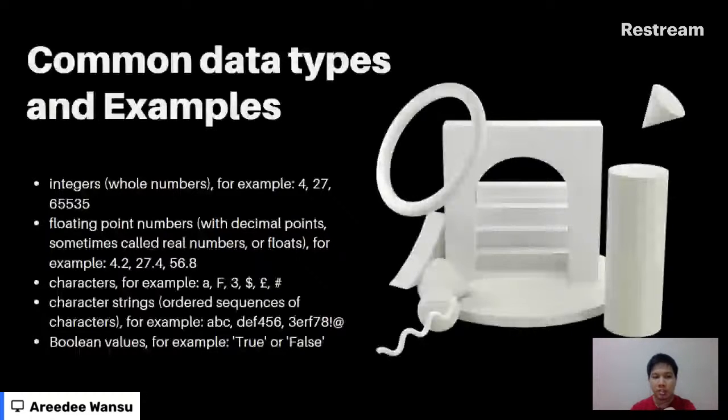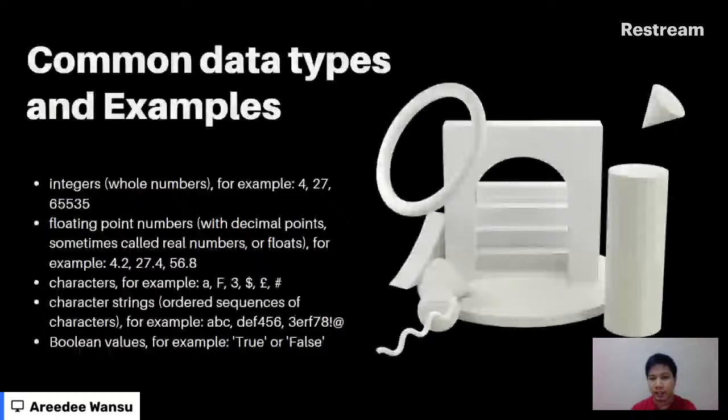For example, of the integer are 420. Okay, next is floating point numbers. It is a number that contains a decimal. Numbers that contain fractions are also considered floating point numbers. For example, here 4.2, 27.4, 56.8.